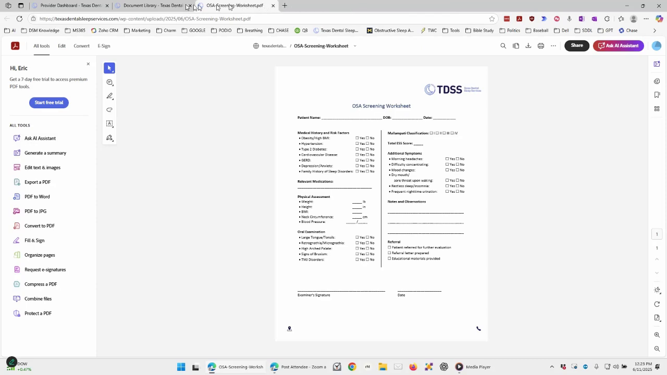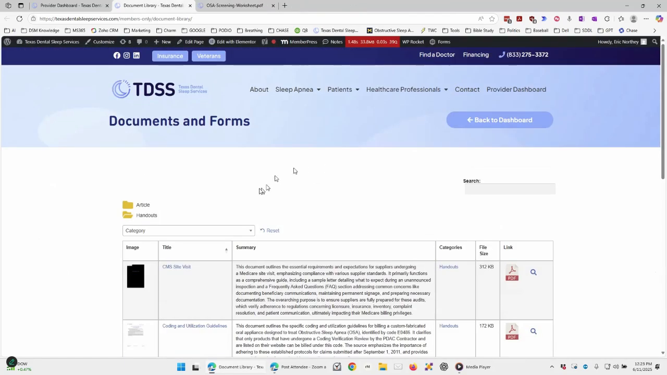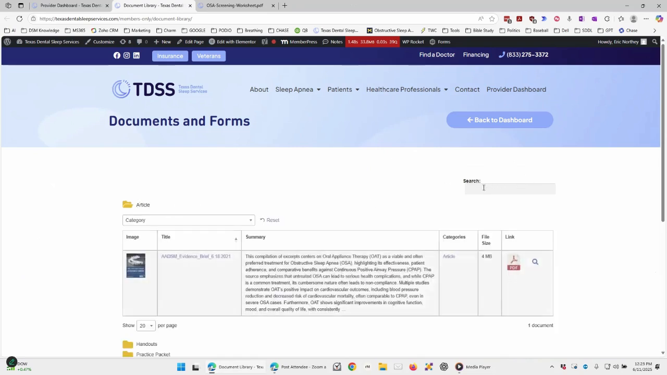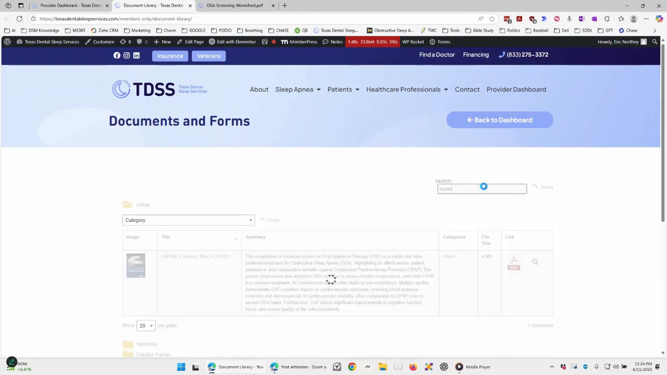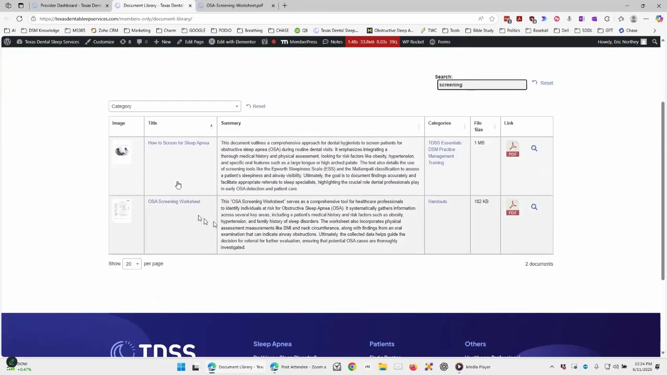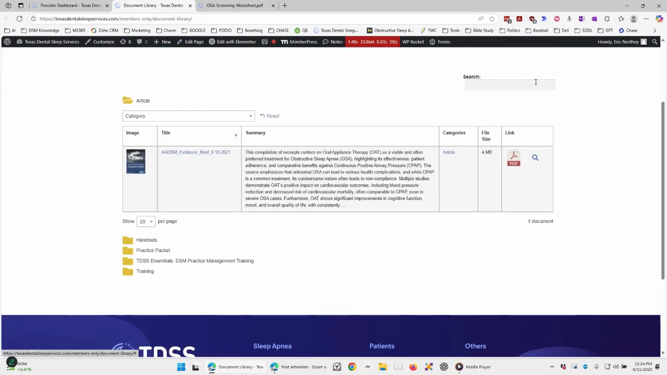I'll show you something else kind of cool about this. Let's say you're not sure what folder it's under. You know, let's say you went to articles, there's an article in here, and you said, okay, wait, I want to get that screening form. So you can just type in screening over here, and it's going to narrow it down just to the screening forms that you're looking for. So that's another way to access the information in here.